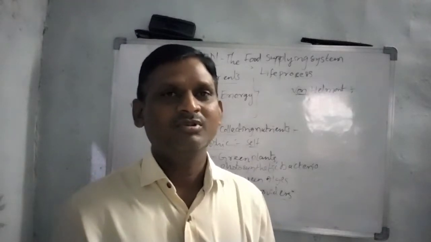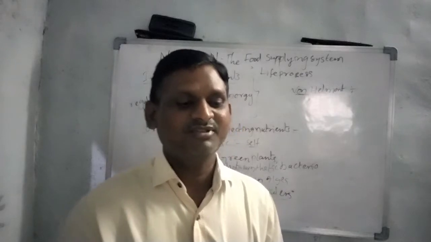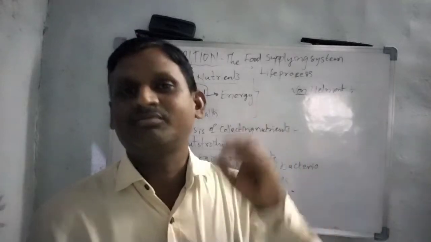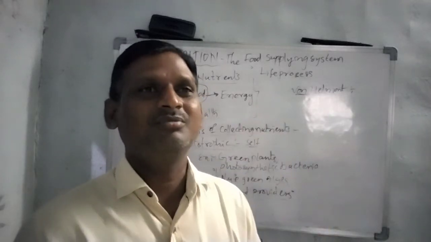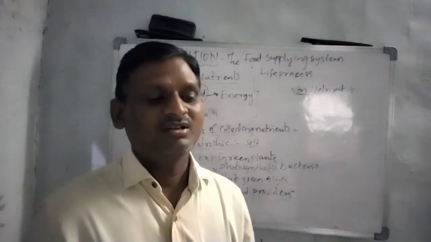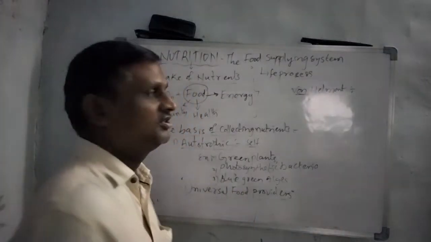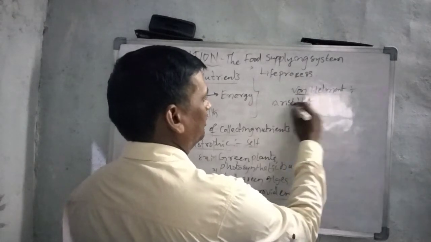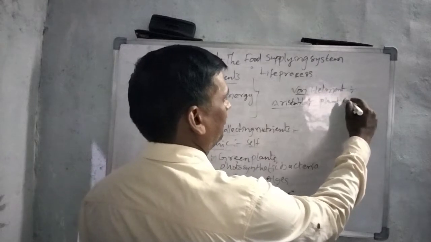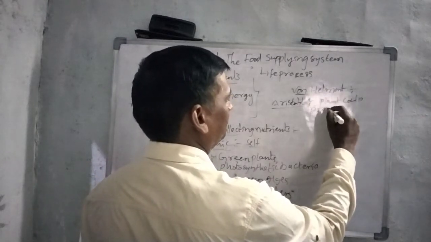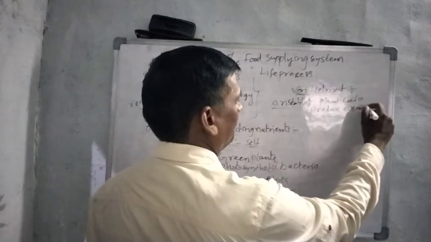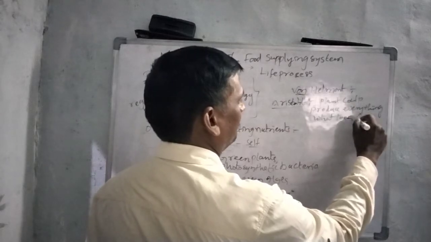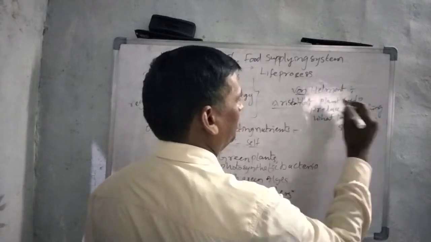Before him, Aristotle was one of the scientists who said that plants could produce everything they took from the soil. He gave a statement about nutrition in plants. According to Aristotle, plants could produce everything that they took from the soil.